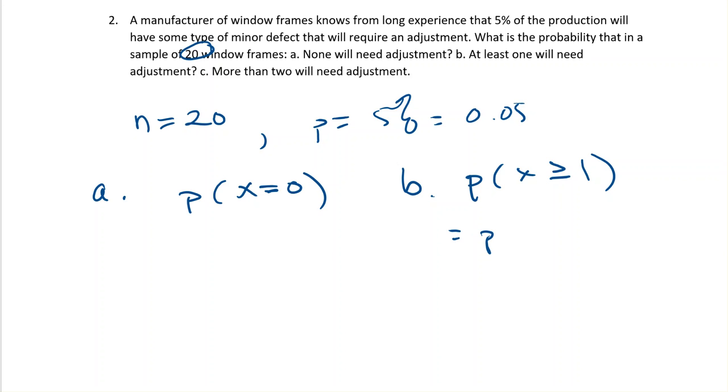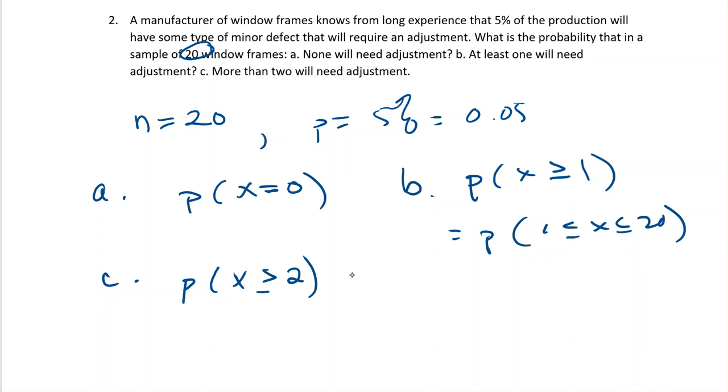So you can also write this as the probability that x is between 1 and 20. It's the same. It's greater than or equal to 1 to a maximum of 20. And C part, more than 2. So more than 2 means the probability that x is greater than or equal to 2. And in this case, that's the same as the probability that it's between 2 and 20.